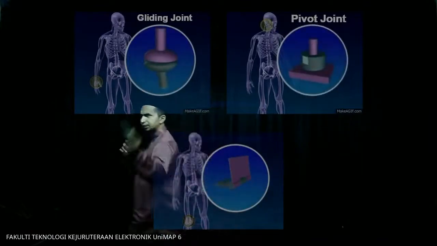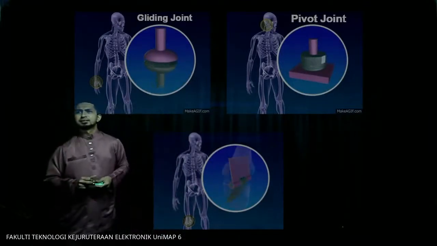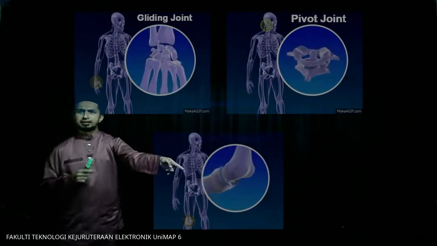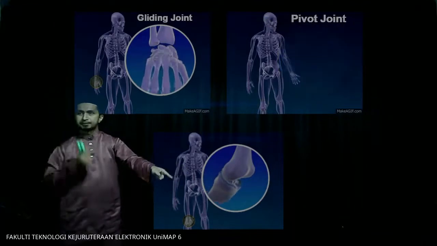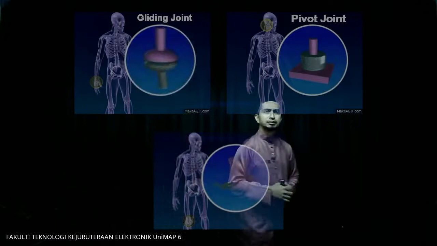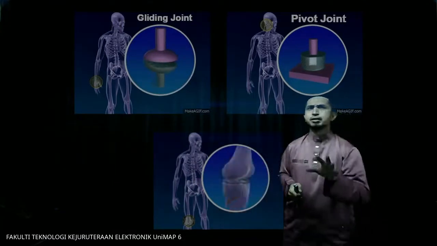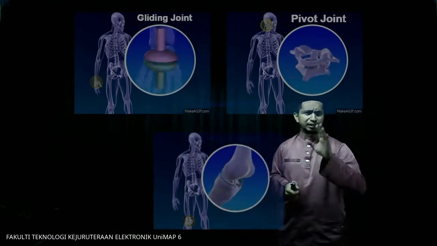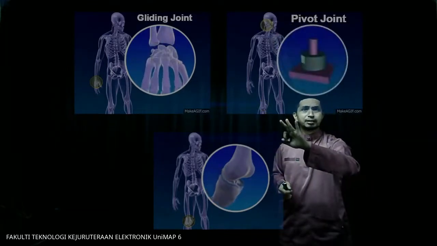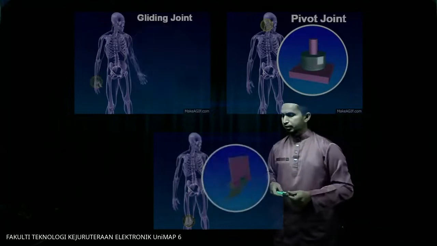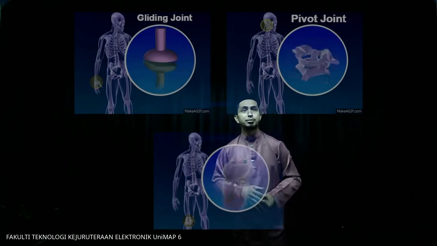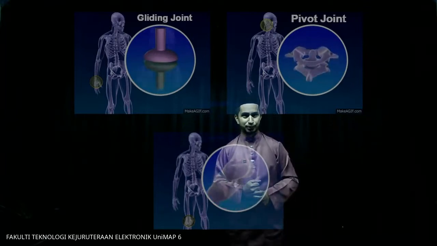So gliding joint, pivot joint, and this is hinge joint. The third figure is hinge joint. Make sure you know the difference between each joint, because we have many types of joint. Gliding refers to the third joint, synovial joint or diarthrosis joint, which we can call freely movable joint.